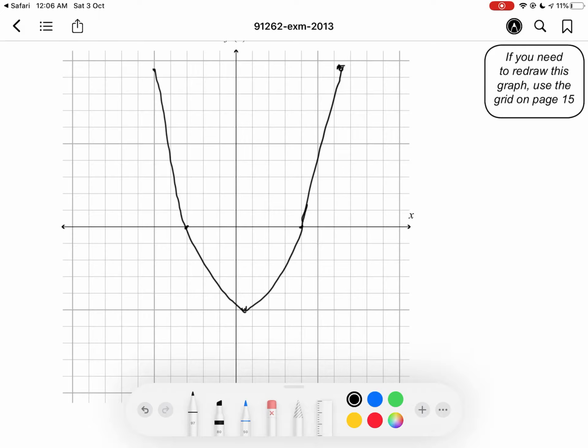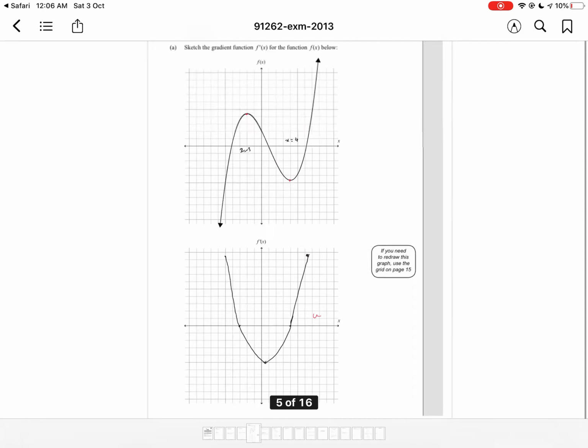Alright, that's our gradient function, okay? And that will get you an achieved grade. That's just an achieved level grade here.